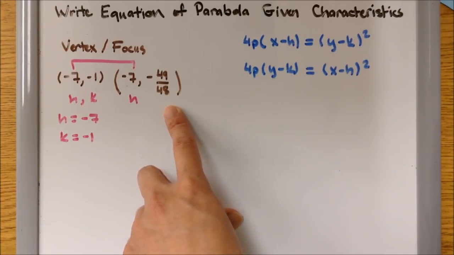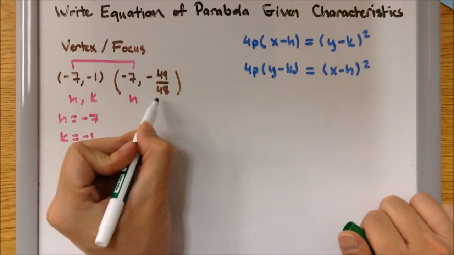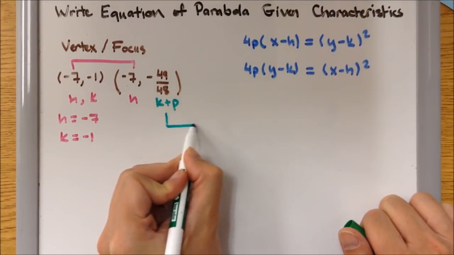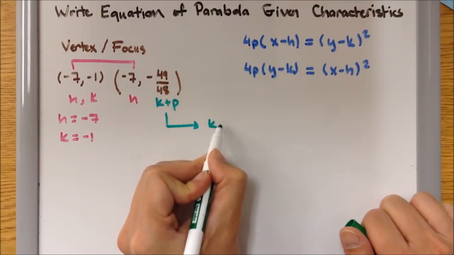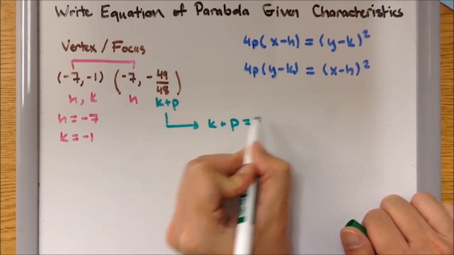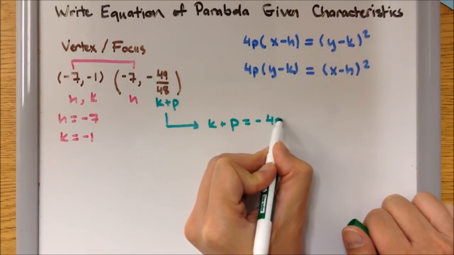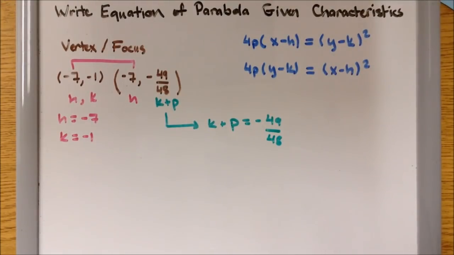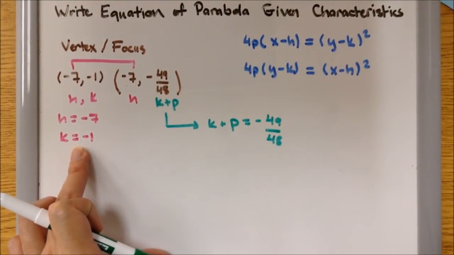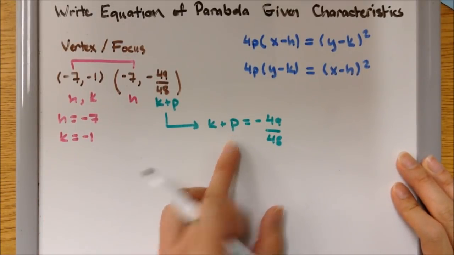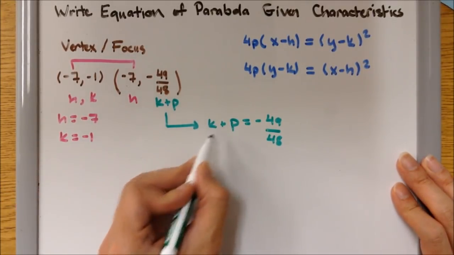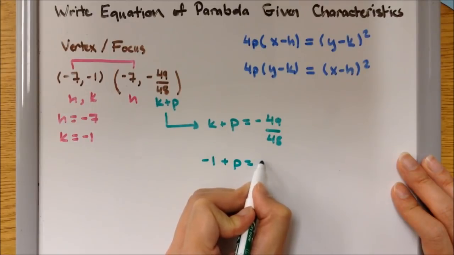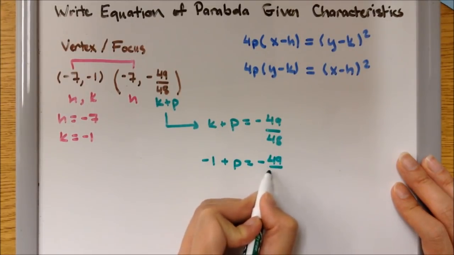Okay, so following that, this is the equation right here, then the formula for the focus for this one is (h, k plus p). So I'm going to write k plus p here. So next, I'm going to work out k plus p. So k plus p is equal to negative 49 over 48. Okay, we know our k value, so this is going to help us find our p value. So I'm going to plug in negative 1 into k plus p equal to negative 49 over 48.